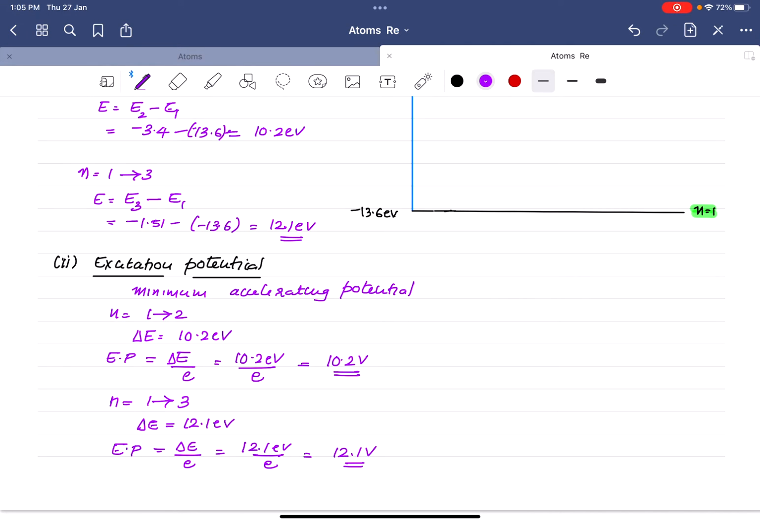Okay. So you have to note that the value of the excitation potential depends on the state to which the atom is excited from the ground state. From ground state to which higher level you are going to excite the electron. Depending on that, the value of excitation energy as well as the excitation potential is going to change. Okay. I hope you understood what do you mean by excitation energy and excitation potential.